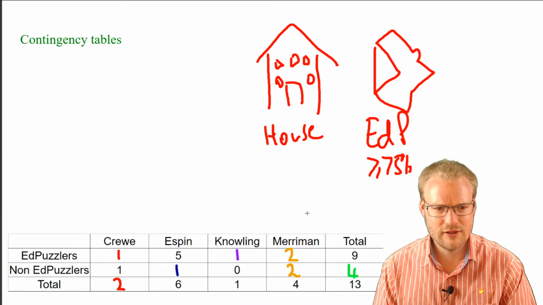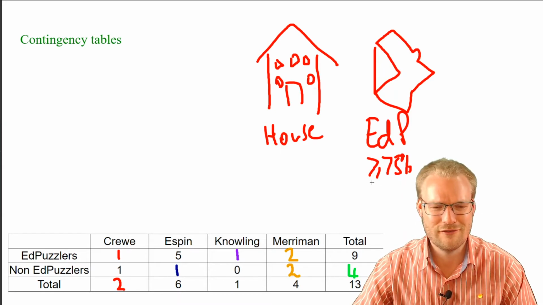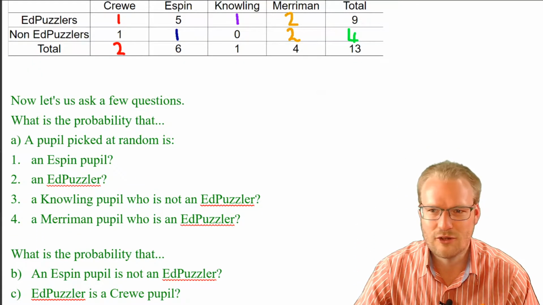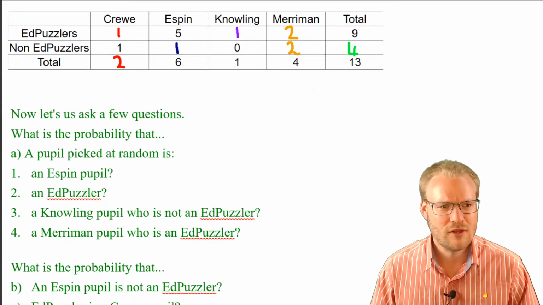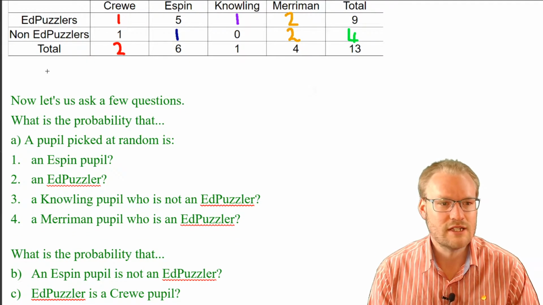Okay, so there we go. There we've got our contingency table. Thank goodness. Okay, so after all, we didn't need all the information. So let's run through a few probabilities. So we're going to ask ourselves a few questions here. What's the probability?